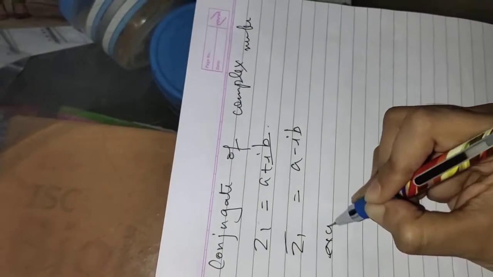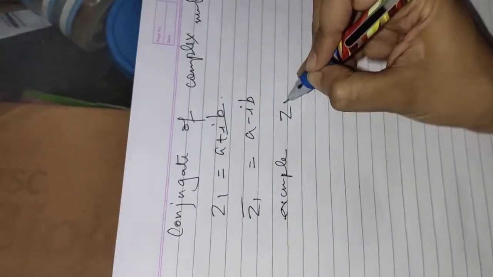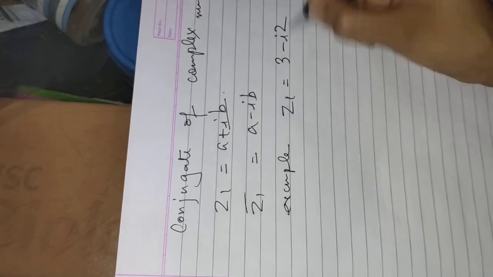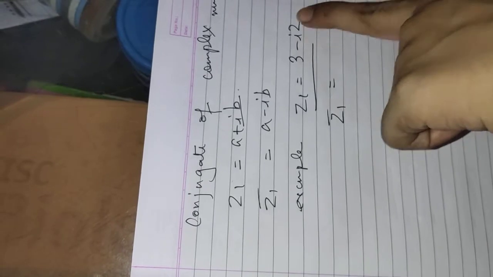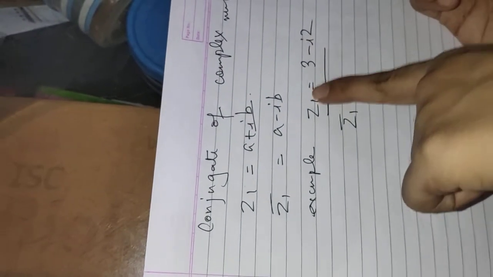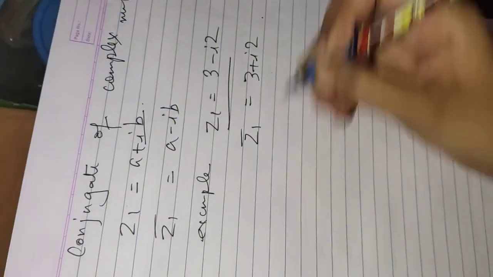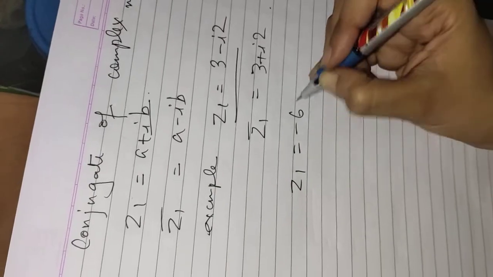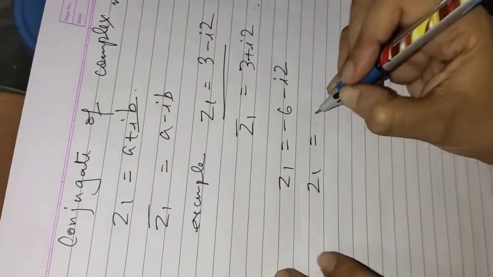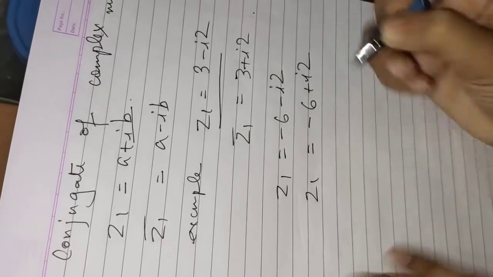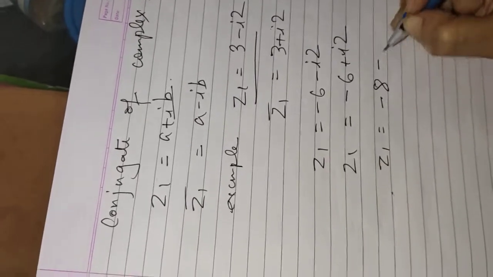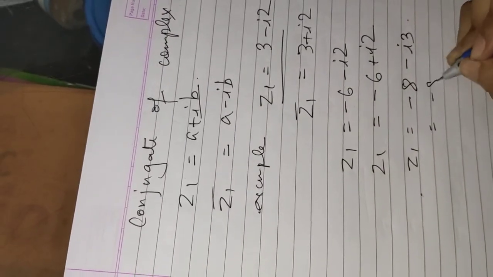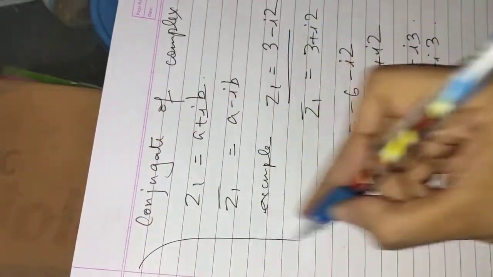Alright. So, for example, what is the conjugate of, let's say, 3 minus i2? The sign before ib is going to change, not the one before a. So it's going to be 3 plus i2. Okay, what is the conjugate of minus 6 minus i2? Its conjugate, come on, tell me, minus 6 plus i2. Okay, another example, z1 equals minus 8 minus i3. Its conjugate is going to be minus 8 plus i3. I hope you guys have understood by now.